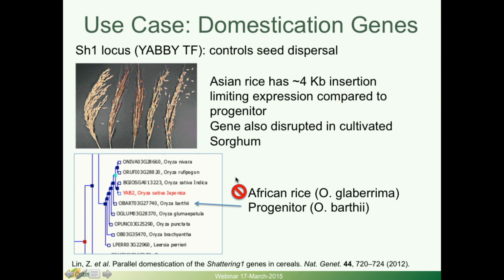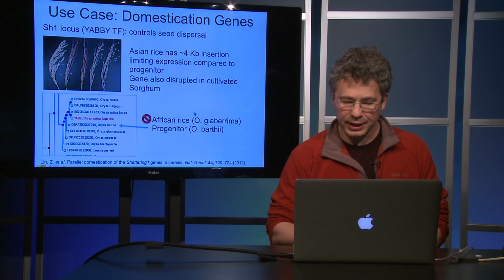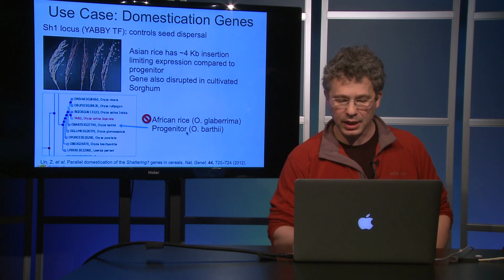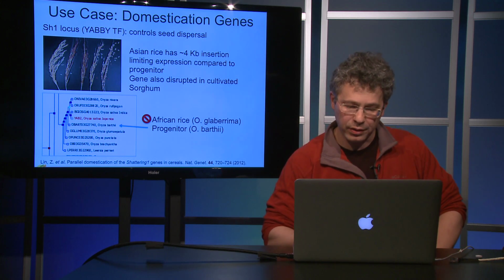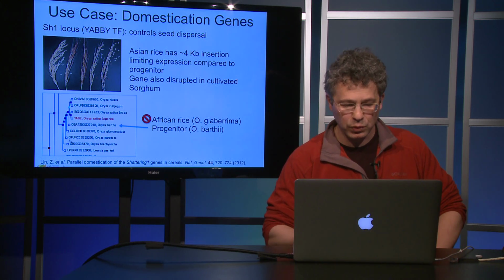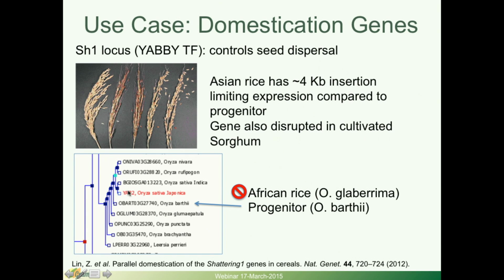And so the question here in this use case is, if we look at other domesticated cereal grains, what do we find? In this case, we're looking at African rice, which is a separate species of rice called Oryza glaberrima. That was recently sequenced by Rod Wing's group, and in addition, they have sequenced Oryza barthii, which is the progenitor of African rice.